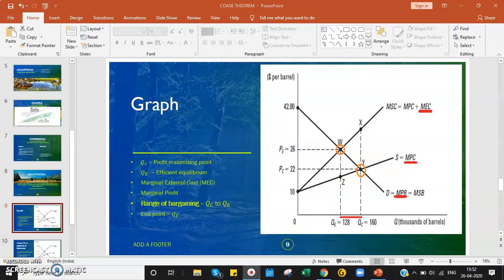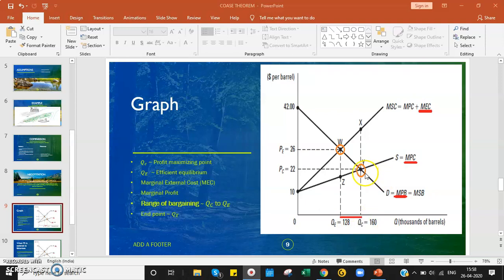Now let's see the negotiation process between industry and fishermen in detail. On the right-hand side you can see a graph. The x-axis tells us the quantity of output which the industry is producing, and the y-axis tells you the price per unit of the output. Now let's focus upon QC.